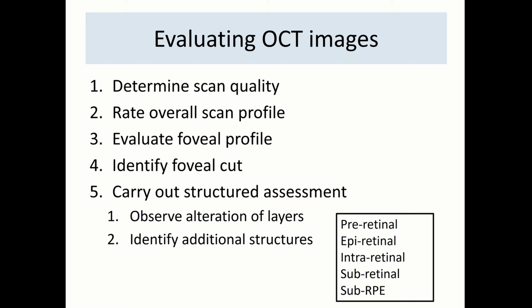So evaluating OCT images, if you do it by 5-step, it is very easy. You determine the scan quality, then you rate the overall scan profile, you evaluate foveal profile, then you identify if a foveal cut is present, then you carry out structured assessment. You observe alteration of layers, and you identify additional structures in the pre-retinal, epiretinal, intraretinal, subretinal, and sub-RPE layers.